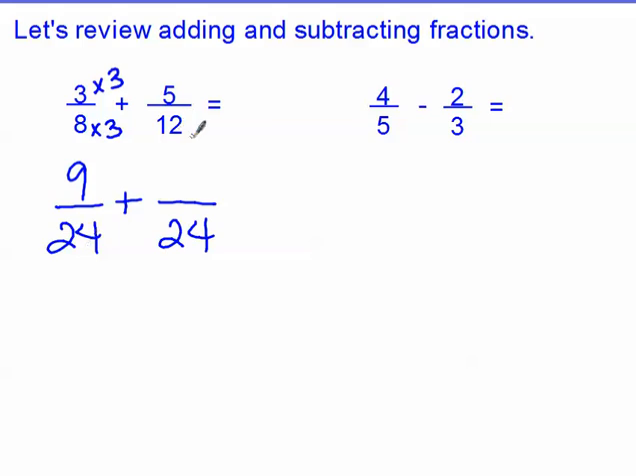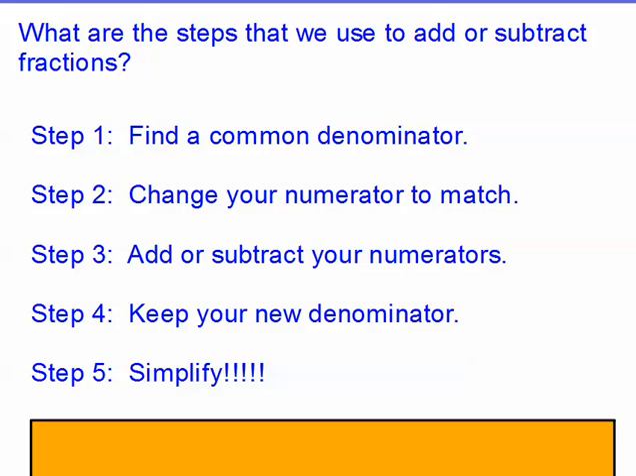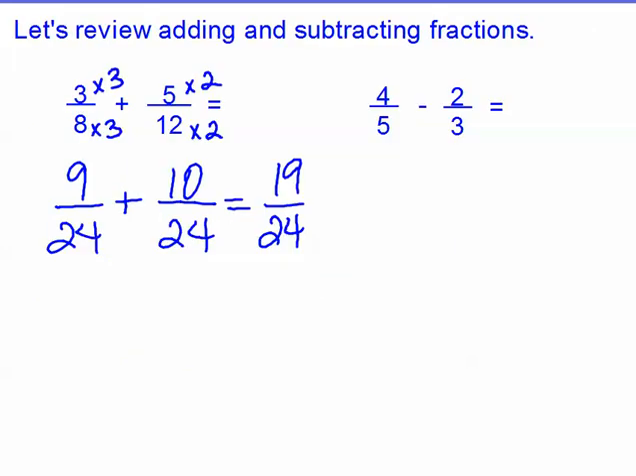So what did I do to the 12 to turn it to a 24? I multiplied it by 2, so I multiply the 5 by 2 as well. So 5 times 2 is 10. So now we have 9 24ths and we have 10 24ths. So how many 24ths do we have all together? 19 24ths. So our process is very simple. Find a common denominator, change your numerator, add your numerators, keep your denominator, and then simplify. And then 19 over 24 couldn't simplify.